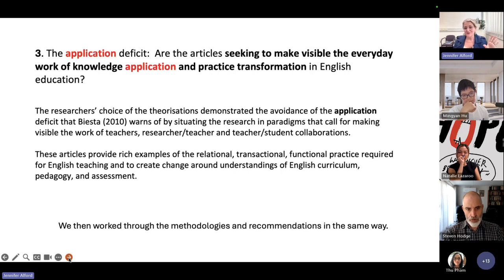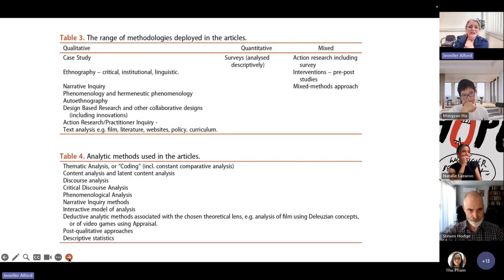We did the same with methodologies and recommendations, and just very quickly, the range of methodologies and methods were quite fascinating, particularly as we come up to our Methodology Matters forum. A little plug there for the forum. The range of methodologies you can see here, mostly case study, ethnographic, narrative, phenomenological, hermeneutic, autoethnography, design-based research, action research, practitioner inquiry. Less of the surveys and some mixed methods were included. In terms of analytic methods, thematic analysis dominated, but we also had content, discourse, critical discourse, phenomenological, narrative inquiry, etc. So again, a fairly robust range, although definitely a reliance on case study and thematic.